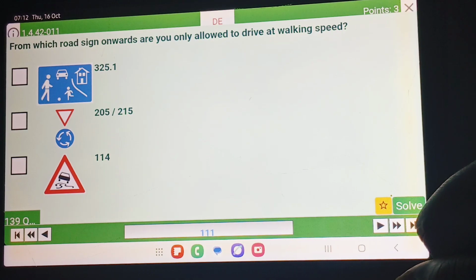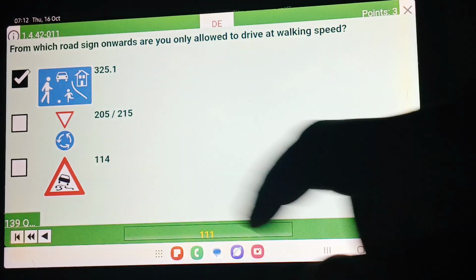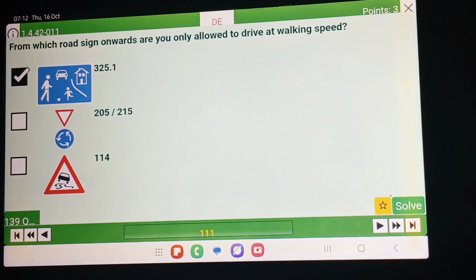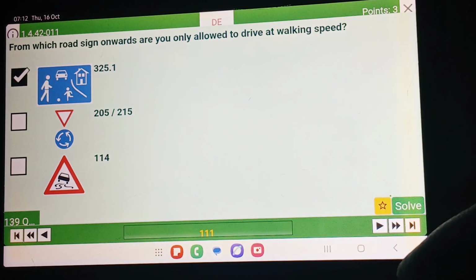From which road sign onward are you allowed to drive at walking speed? At a traffic calming zone, you have to drive at walking speed. At a traffic calming zone, the maximum you can drive is 7.